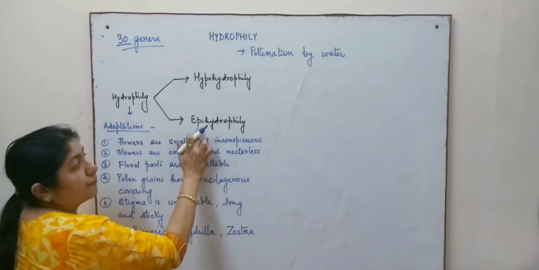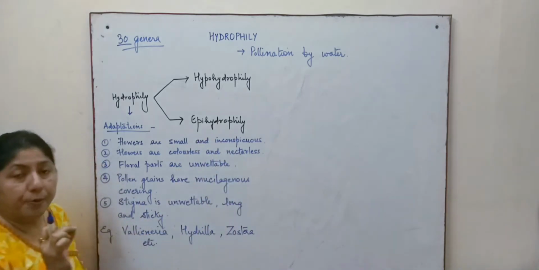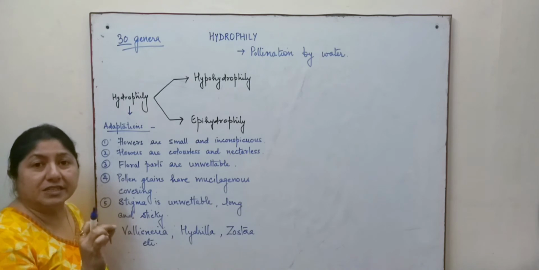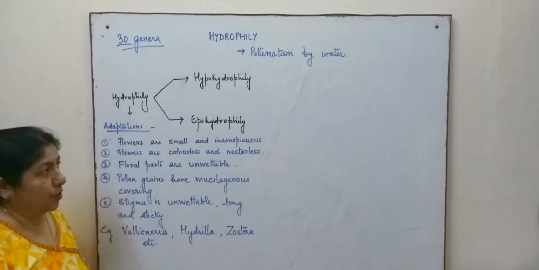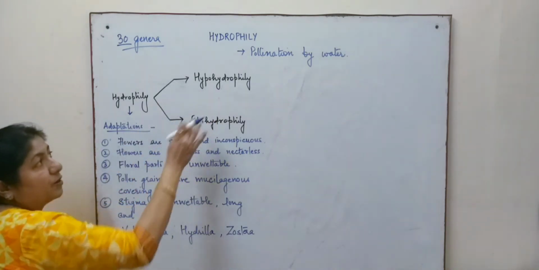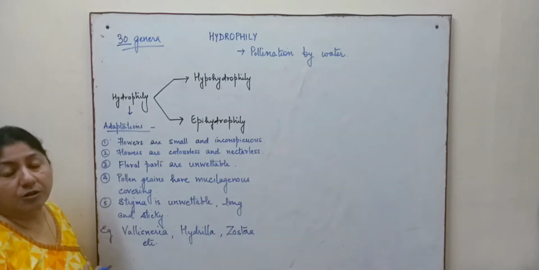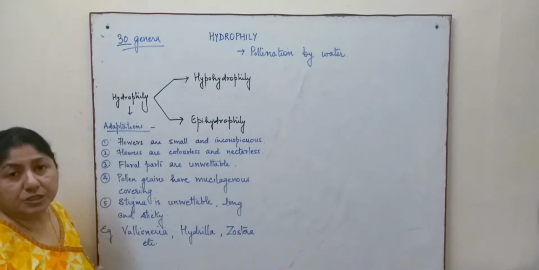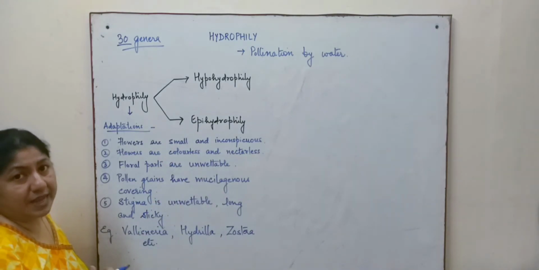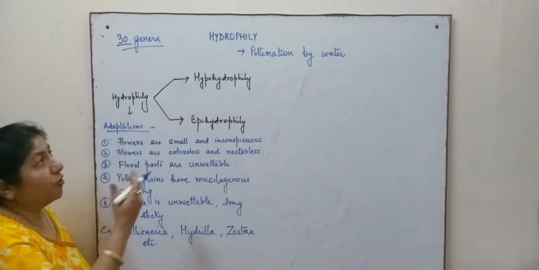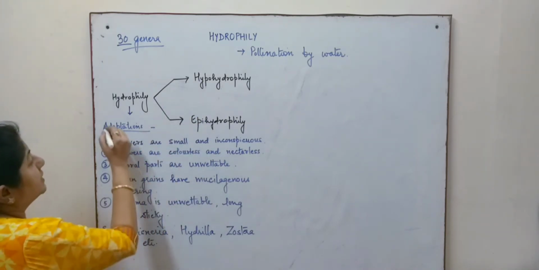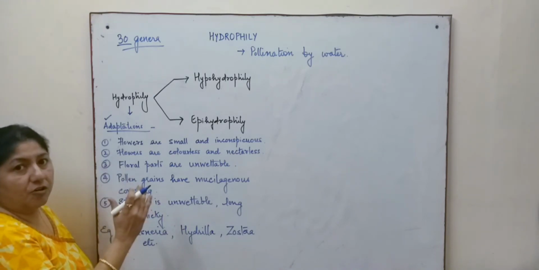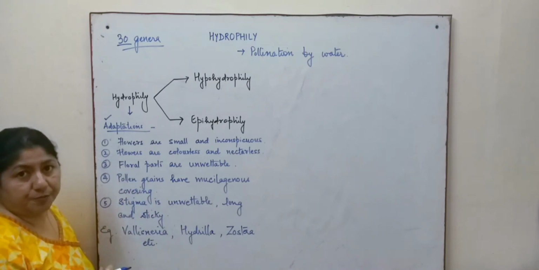Whereas in epihydrophily, although the plants are submerged, the pollination takes place on the surface of the water. Now, we'll study how these two types, hypohydrophily and epihydrophily, are brought about with the help of various examples. But before we jump to the process, let us understand the adaptations these plants have undergone so as to bring about effective pollination.